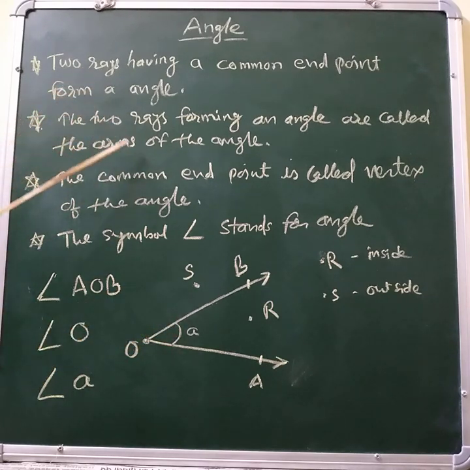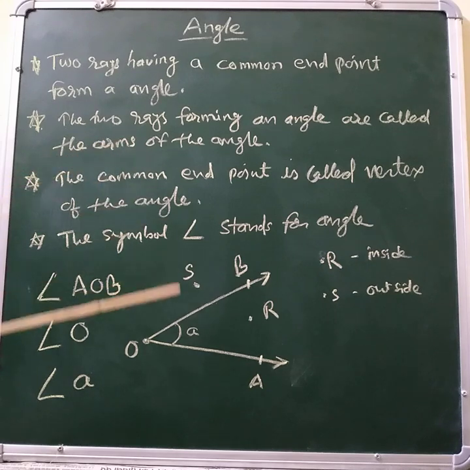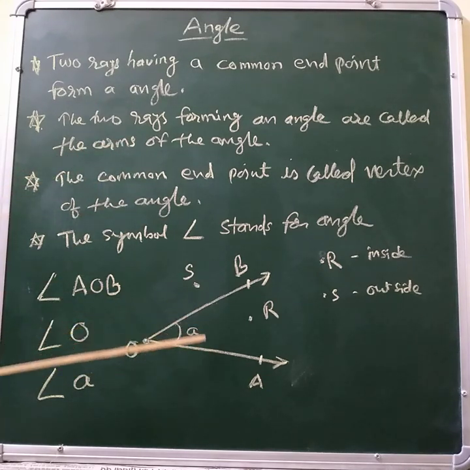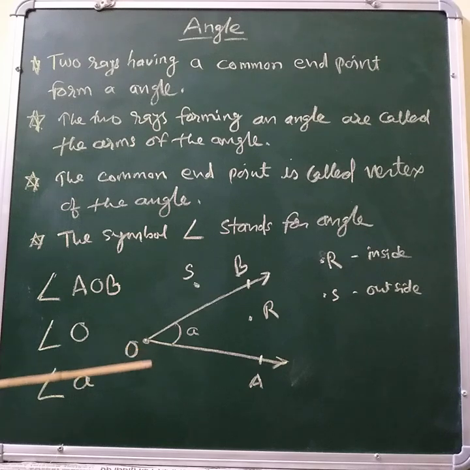So these are three things which angles have. First one is two rays having a common endpoint form an angle. Two rays forming an angle are called arms of the angle. So how many arms does this angle have? Two arms, arm OA and OB. One common endpoint, and that endpoint is called the vertex of the angle.